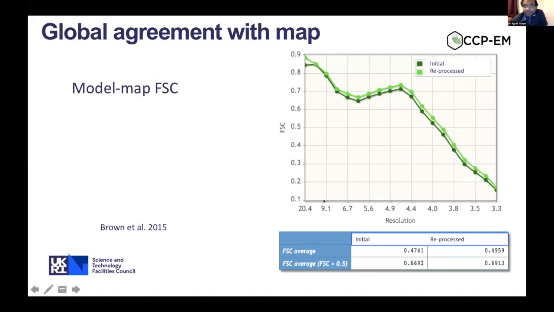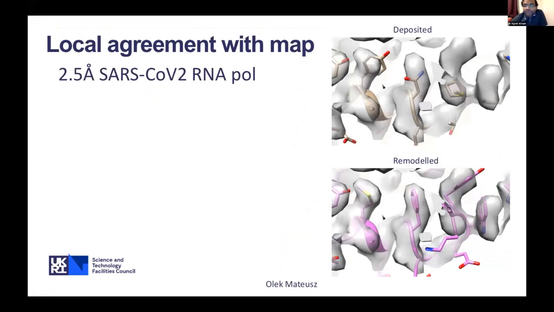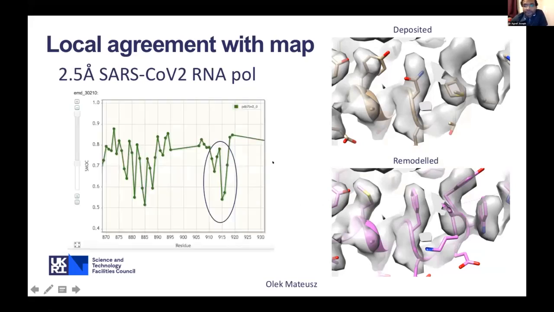And so FSC average is a single number, so it's a global indicator of fitness of the model to map. And there are a few metrics which can estimate local quality of fit of the model. One of them is the SMOC score, which is equivalent of cross correlation, looking at per residue fitness to the data. And here's an example from the SARS-CoV-2 structure.